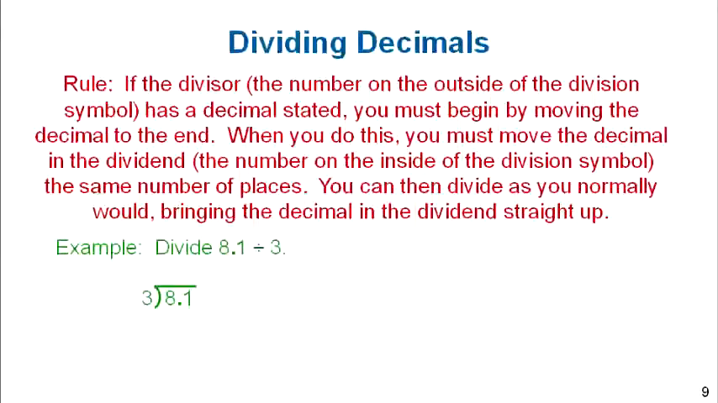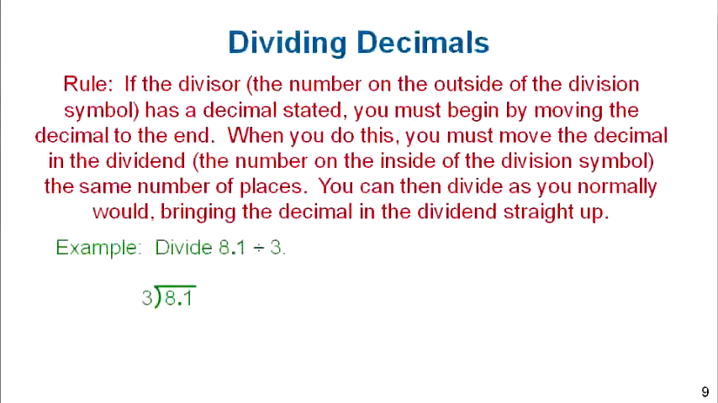Next, let's talk about how we divide two decimals. If the divisor, or the number on the outside of the division symbol, has a decimal stated, you must begin by moving this decimal to the end of this number. When you do this, you must move the decimal in the dividend, or the number on the inside of the division symbol, the same number of places. You can then divide as you normally would, bringing the decimal in the dividend straight up.